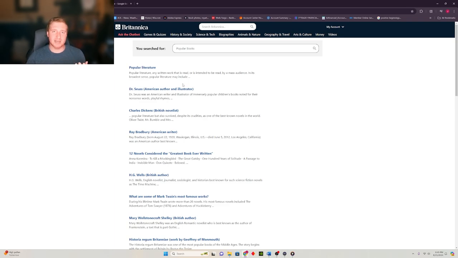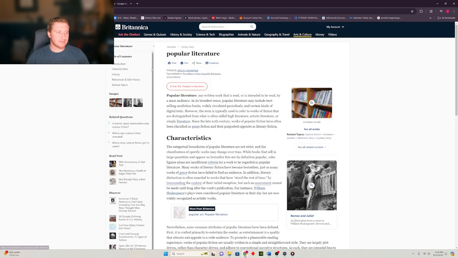results, sort of like what you would get on Wikipedia, which Encyclopedia Britannica shares a lot of significant aesthetics with. So, for example, in the first one, we've got textbook definitions regarding popular literature, and it results with any written work that is read or is intended to be read by a mass audience. So things that have been popular or have been heavily discussed within the world would always have this sort of terminology attributed to them.